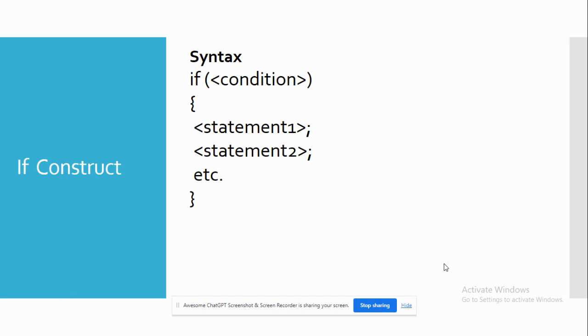So, we are going to start with the if construct in the C programming language. And for the syntax of the if construct, we have the if and then a condition and then the statements to be executed. The statement could be a single statement or a block of statements.